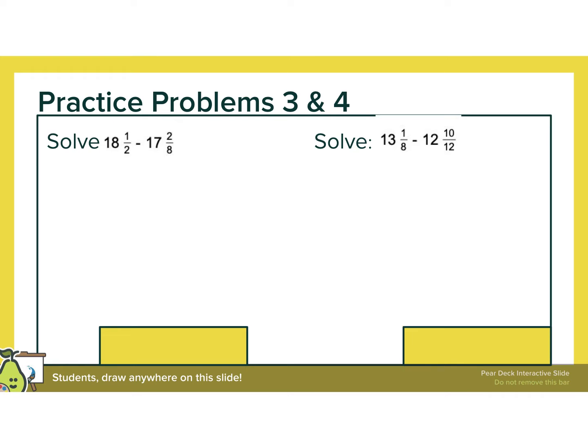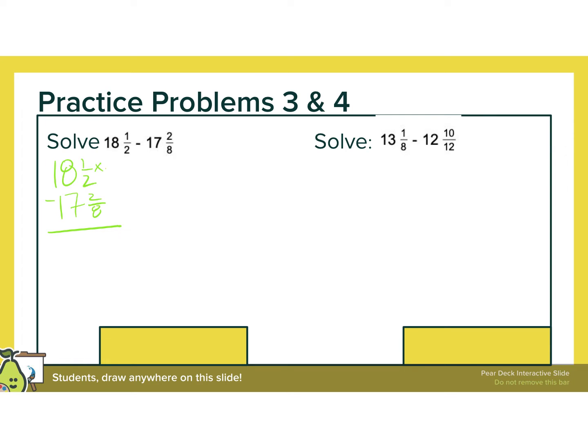All right, practice problem 3. Vertical. 18 and 1/2 minus 17 and 2/8. This is an easy one. Common denominator is 8, okay? Not 16. Don't multiply them.